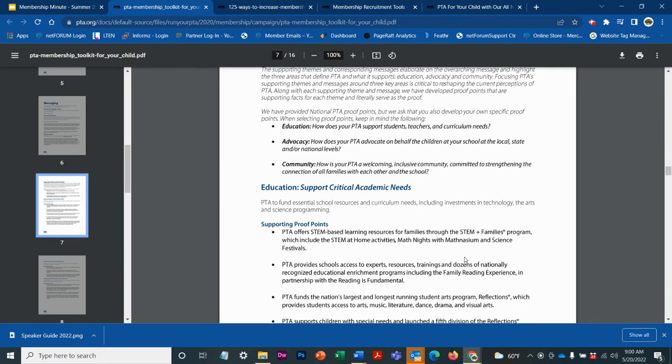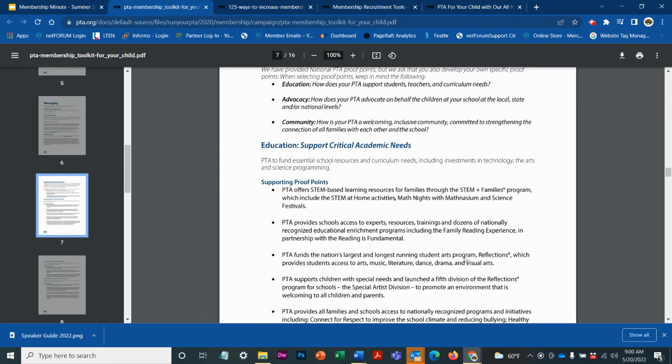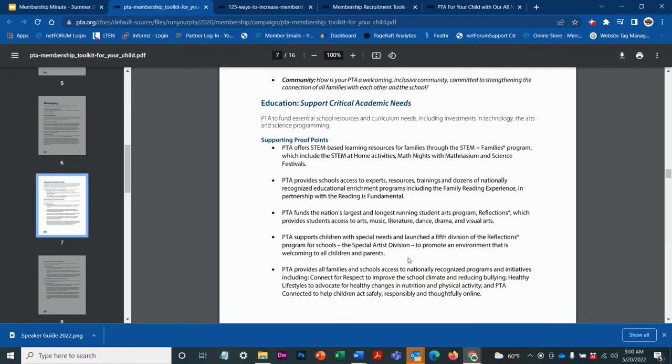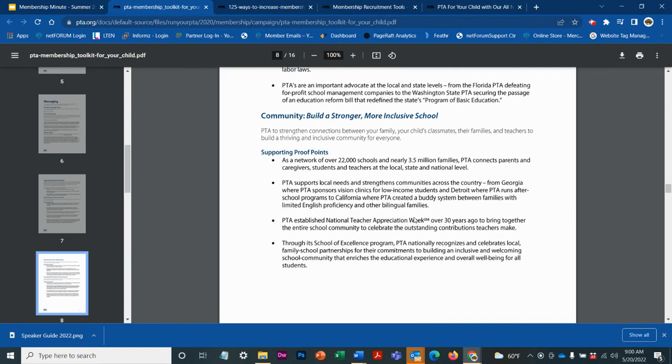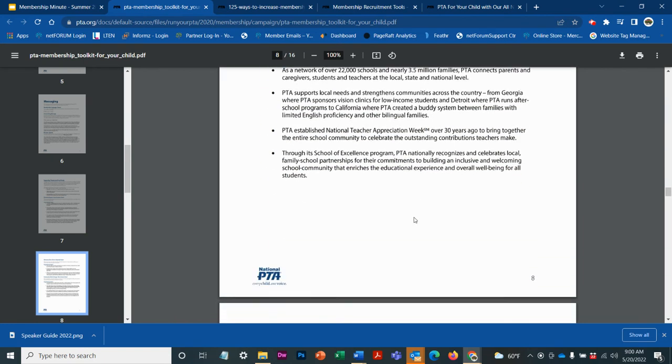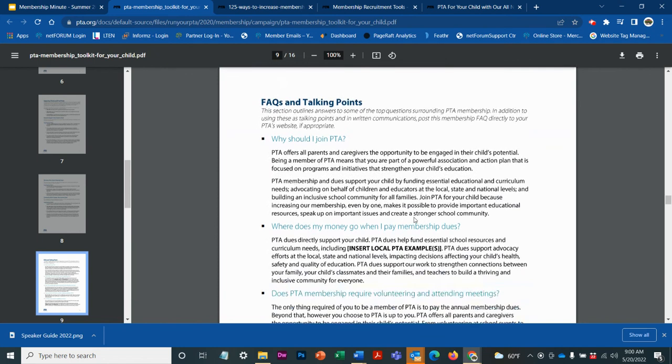If you're supporting STEM, how do you do that? So I love that they give you some kind of quick pointers that you can pull in and make your own. So please do read through that. I would read through all of it, honestly, because I think it might really help you better understand and deepen your understanding of PTA. FAQs and talking points.